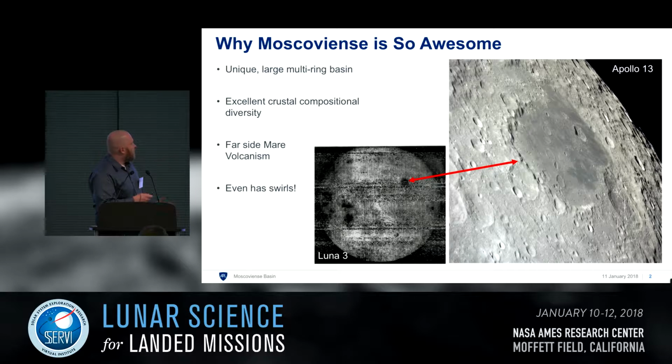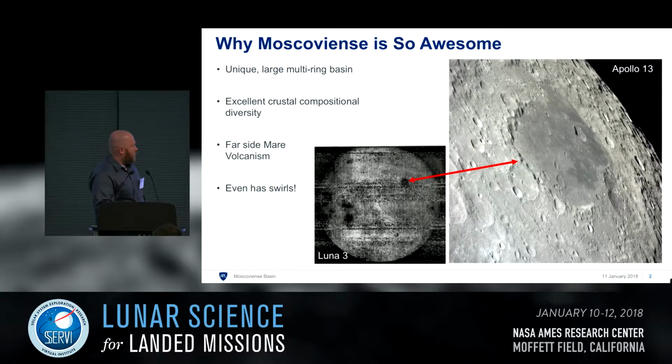Why is it so awesome? Well, it's a pretty unique, large multi-ring basin. I'll talk about those unique properties in a minute. It has the excellent crustal compositional diversity I mentioned before, and this is what was really driving my interest in Moscoviense leading into this meeting. Far side, Mare volcanism, the biggest area of Mare volcanism in the feldspathic highlands terrain. It even has swirls.